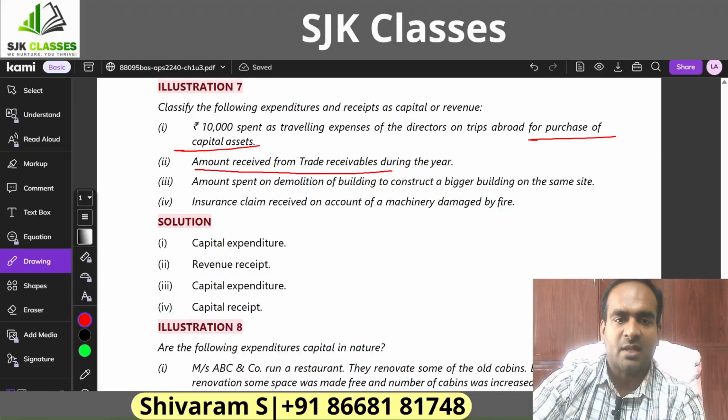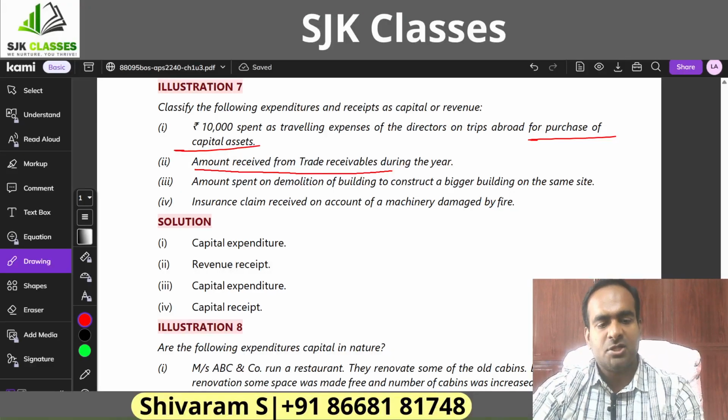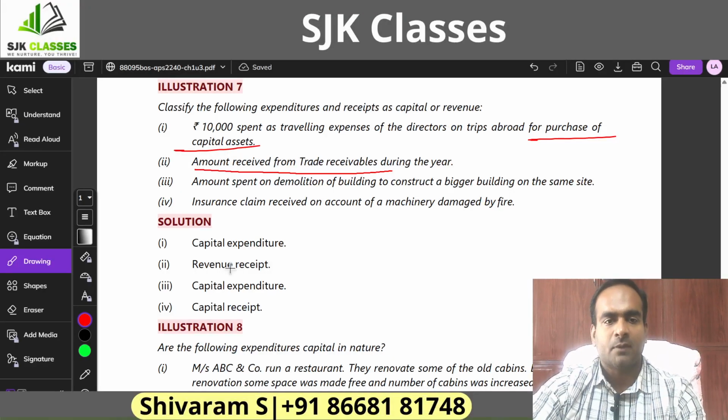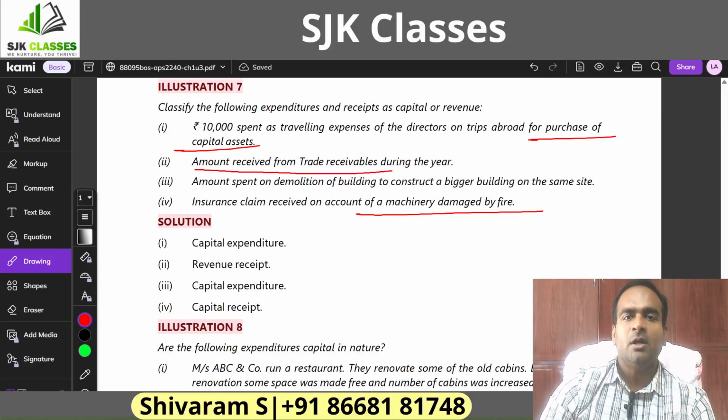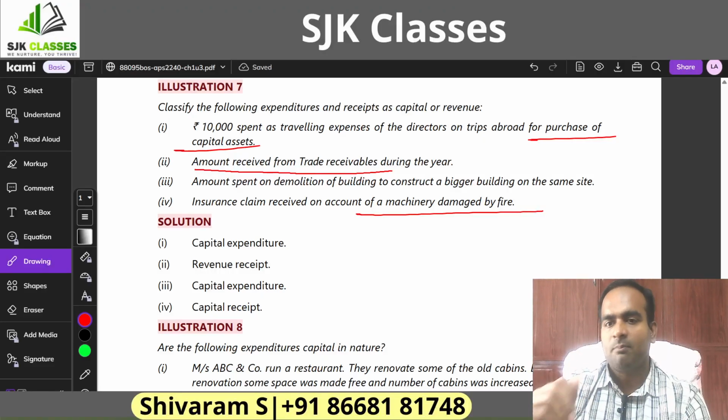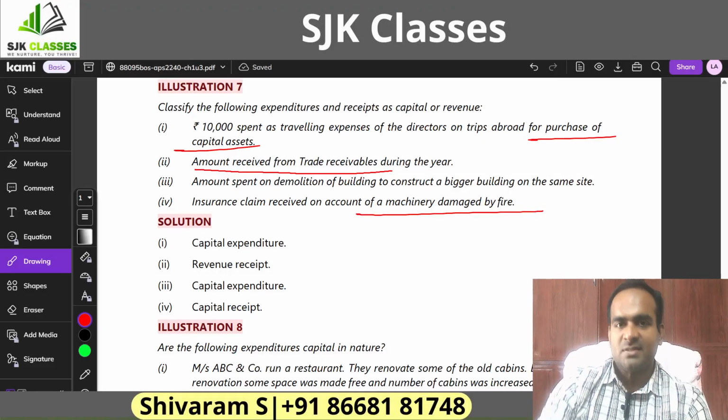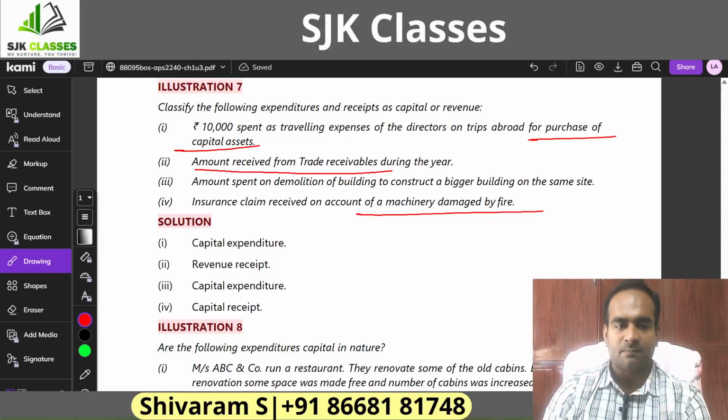Then insurance claim received on account of machinery damaged by fire. So there is a claim received on account of machine damaged by fire. On a day-to-day basis, the machine will not be caught by fire. So this is a receipt. It's not a recurring transaction. It's sometimes a once in a while transaction only. So this will be taken as a capital receipt.